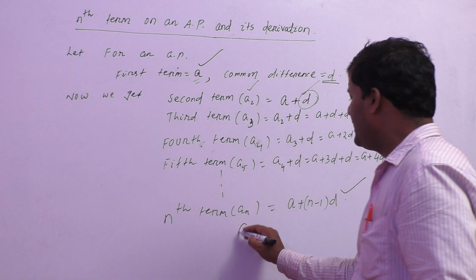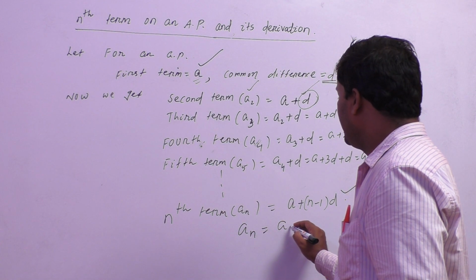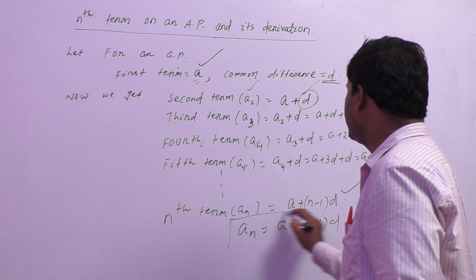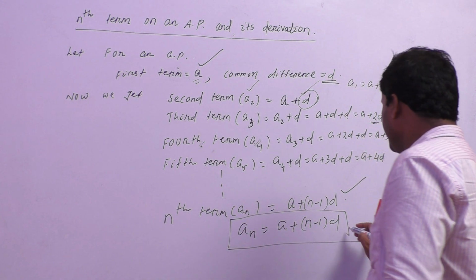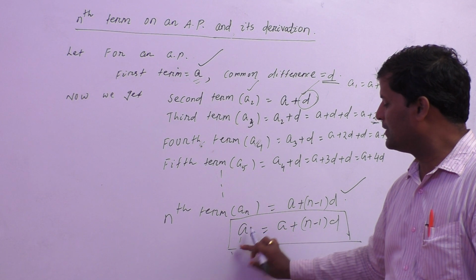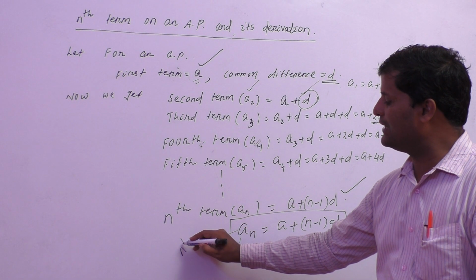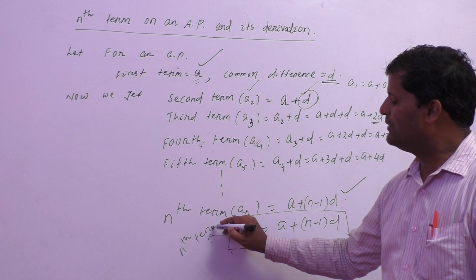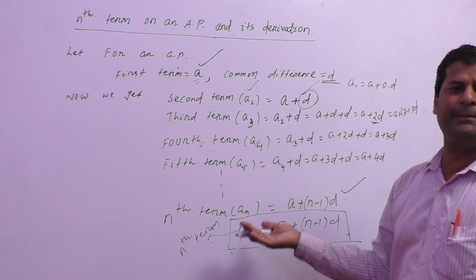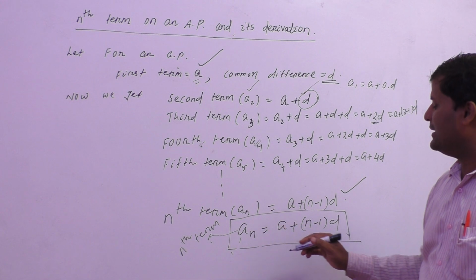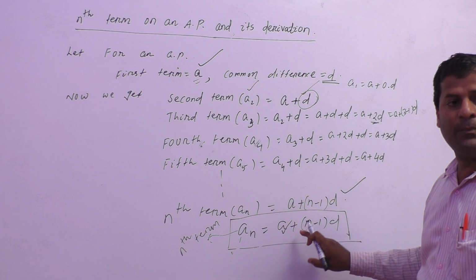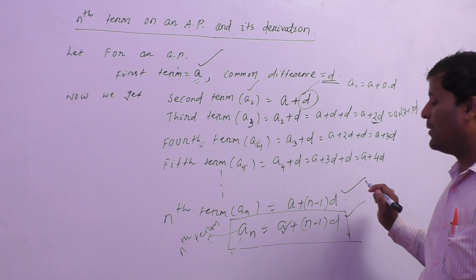So now for an AP we will get an is equal to a plus n minus 1 into d. The term used in the general term of an AP, an, stands for your nth term. This is your nth term or general term. Like a50 stands for your 50th term, a25 stands for your 25th term. Similarly, a stands for your first term, n stands for your number of terms, and d is the common difference.